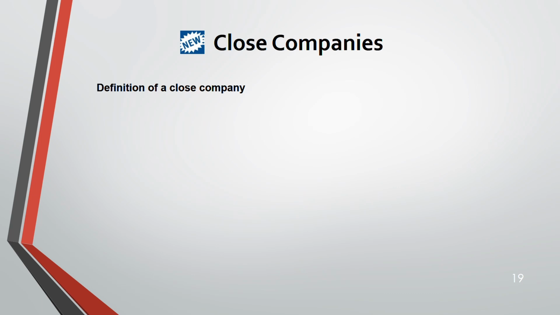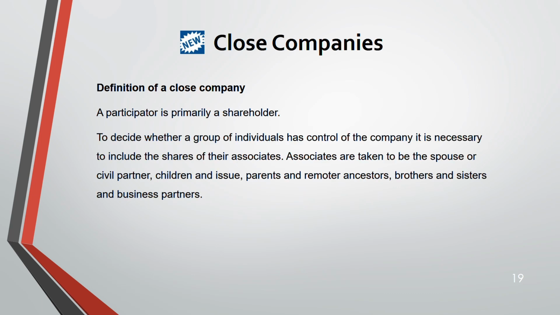Now, a participator is a shareholder. To decide whether the group has control of the company, you have to see the shares of the associates also. This also you have to include with it. So associates could be your spouse, your civil partner, children, parent, remote ancestor, brother, sister, business partner. You have to take their shares as well.